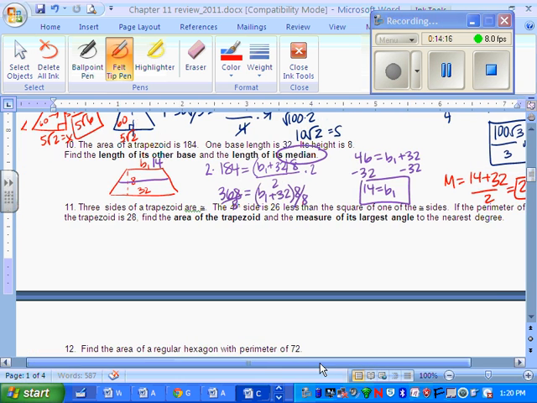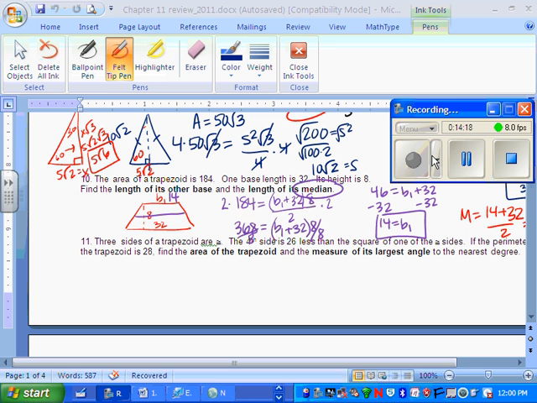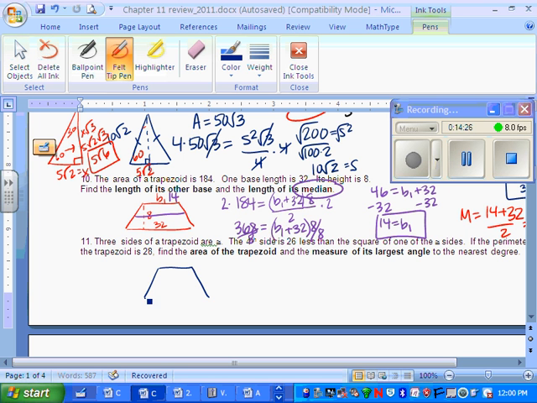Moving on to 11. Alrighty, number 11, we have the sides of a trapezoid are all congruent. 3 of them are congruent, and the fourth side is 26 less than the square of one of the other ones. So we have all of them being x, since it's isosceles, and then the last one is 26 less than the square of one of the other sides.